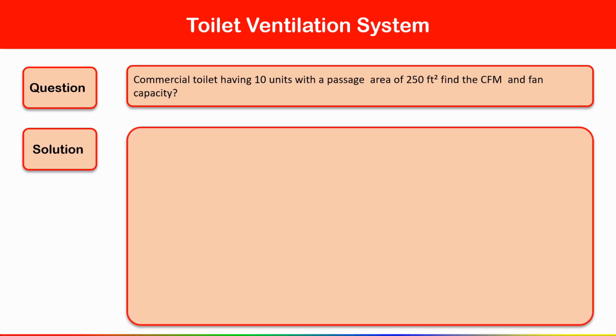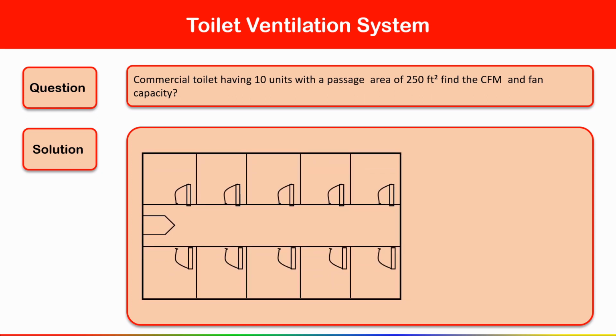See, suppose here what they have told you is that we have 10 toilets and the passage area is also there. You can see in this image we have 10 toilets and the passage area is given. How much area? 250 square feet. Now it is telling to find the CFM and fan capacity. So how to find out the exhaust air CFM?